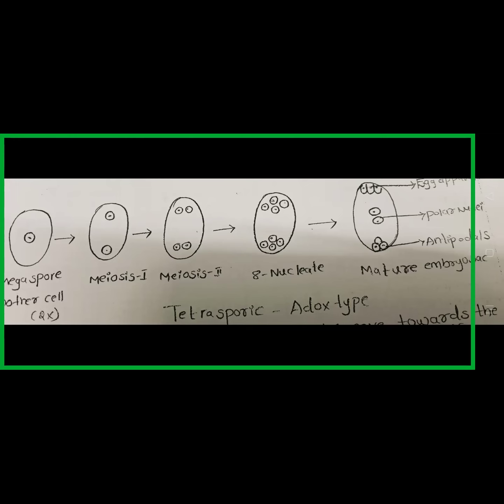So from this, 1 and 1 come to the center, that is polar nuclei. At the micropylar end, the egg apparatus is arranged, and 3 are antipodals. This is the mature embryo sac, 8 nucleate embryo sac. This is called Adoxa type. Okay, 8 nucleate embryo sac.